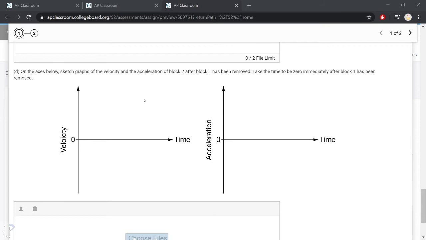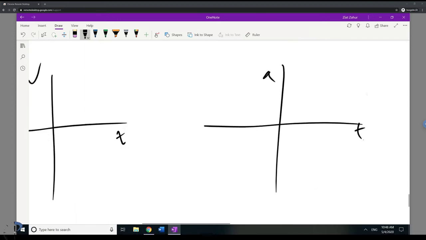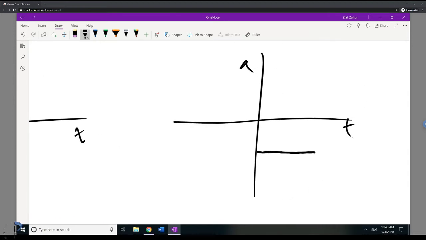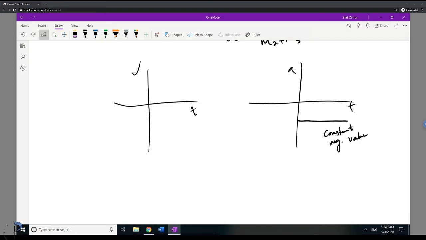Graphs on the axes below. Sketch graphs of the velocity and the acceleration of block 2. Block 2 is the one that's falling down. So we have velocity and acceleration. Now the acceleration of block 2 is actually negative, nice and constant. So it's a constant negative number. And therefore this means that the slope of velocity is a constant negative slope. Starting from 0 velocity, we have a constant negative slope. Okay, is that it? And that is all. Cool.